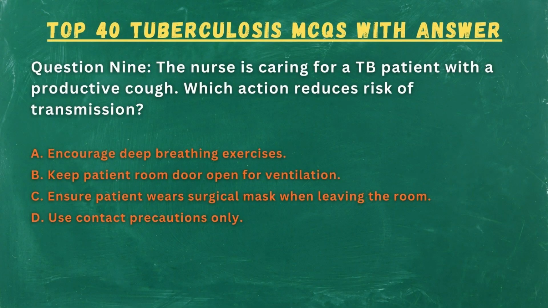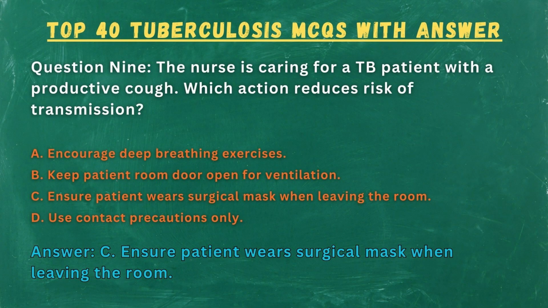Question 9. The nurse is caring for a TB patient with a productive cough. Which action reduces risk of transmission? A. Encourage deep breathing exercises. B. Keep patient room door open for ventilation. C. Ensure patient wears surgical mask when leaving the room. D. Use contact precautions only. Answer: C. Ensure patient wears surgical mask when leaving the room.